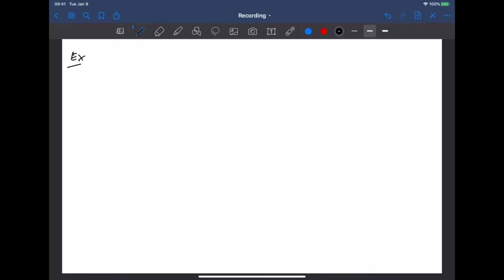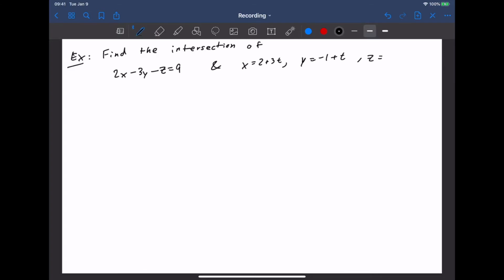Example. Find the intersection of 2x minus 3y minus z equals 9 and x equals 2 plus 3t, y equals negative 1 plus t, z equals 3 minus 2t.